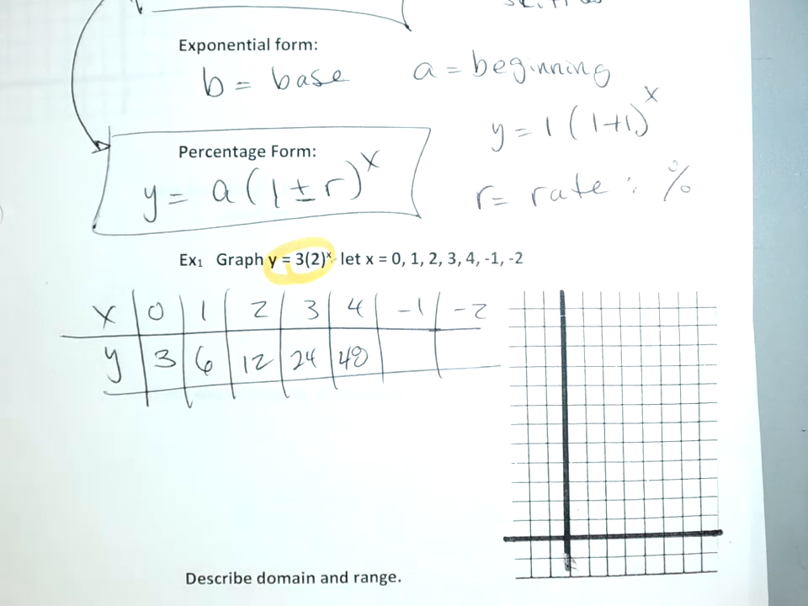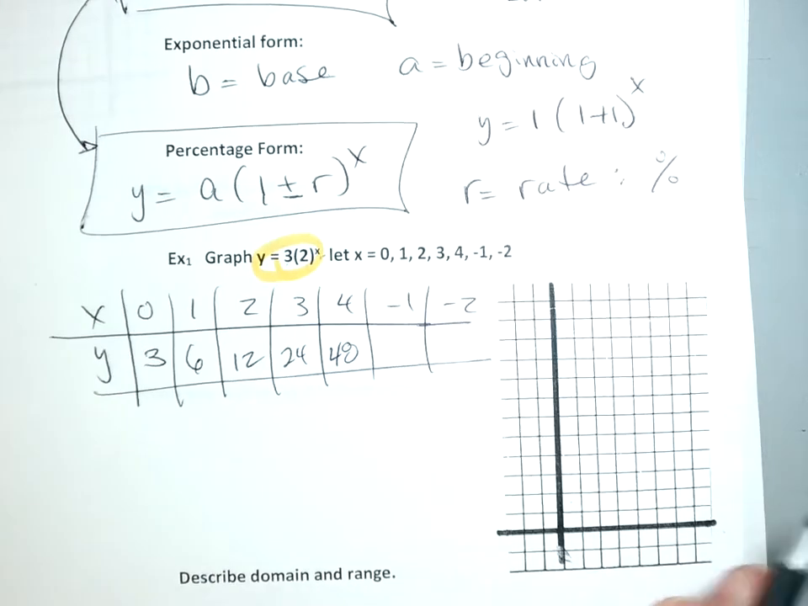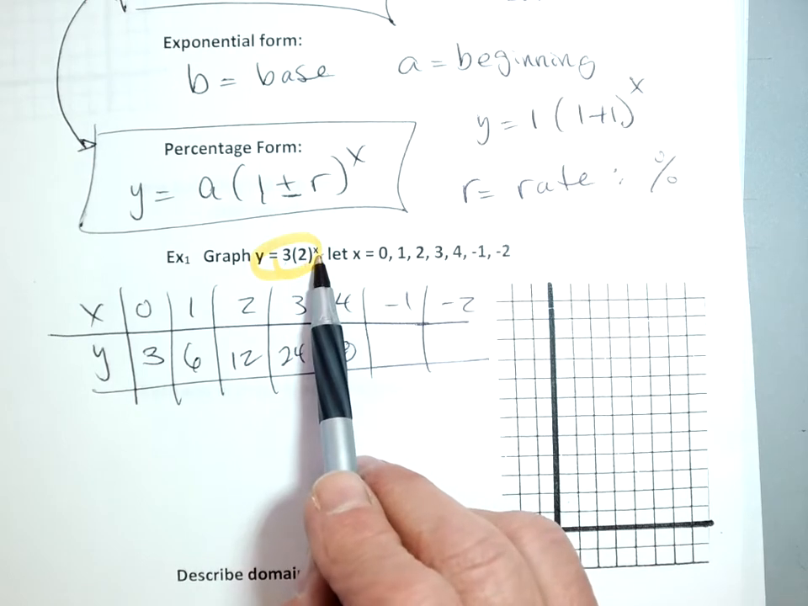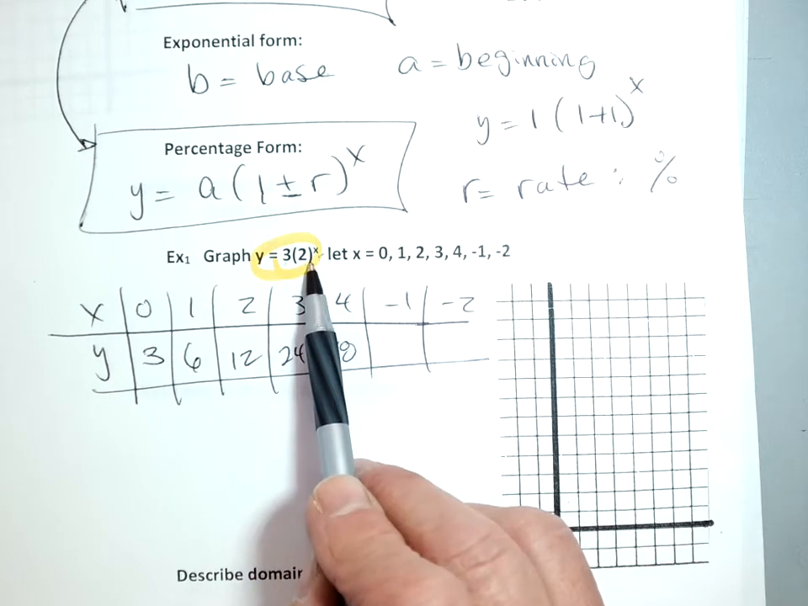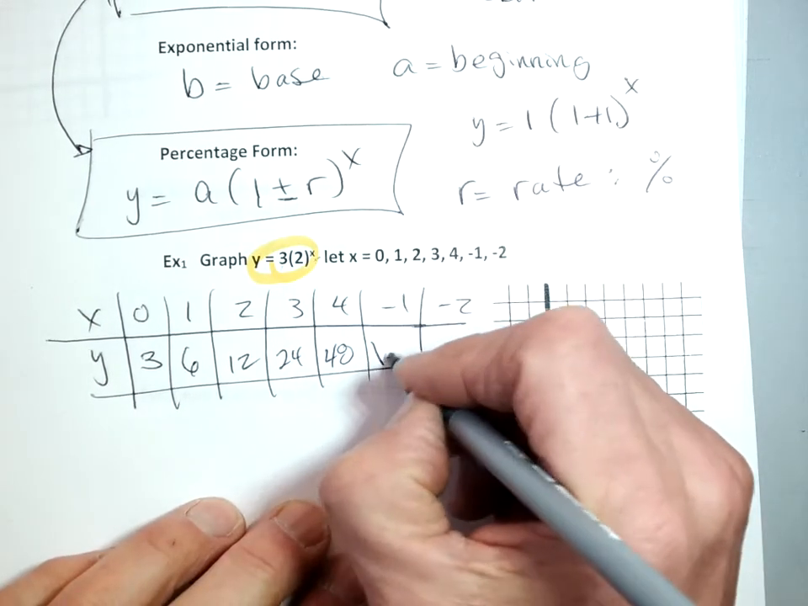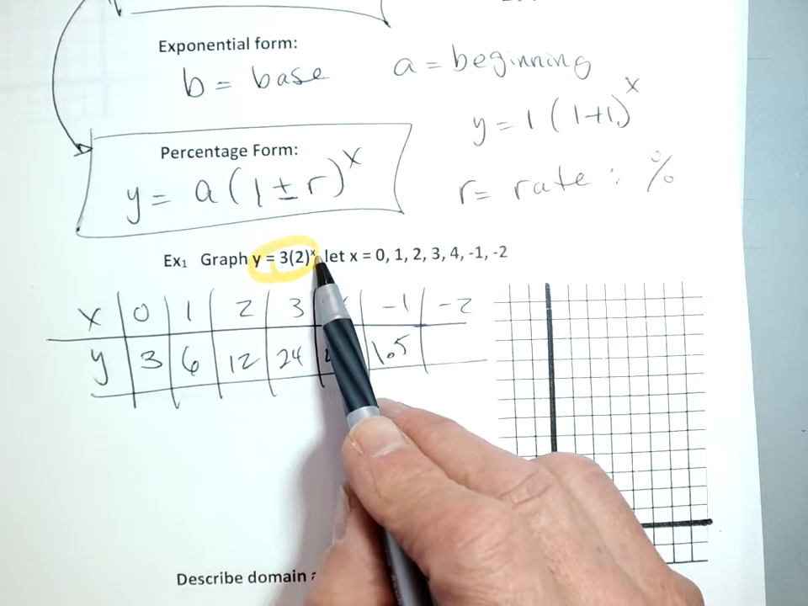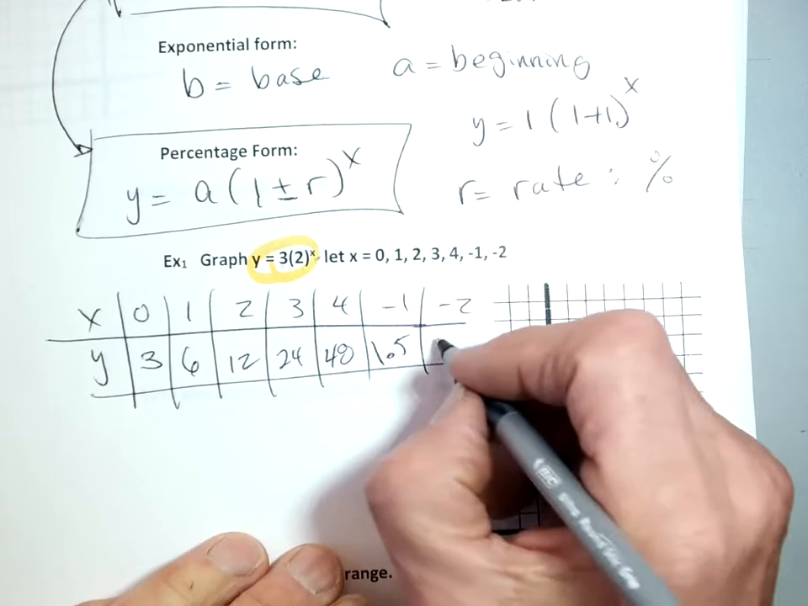And that makes sense because what's my rate? 2. I'm doubling. Would the next one be negative 6 or 6? Great question. Let's do it. So I'm going to go 2 to the negative 1 power is 1/2. 3 times 1/2 is 1.5. 2 to the negative 2 power is 1/4 times 3 is 3/4.